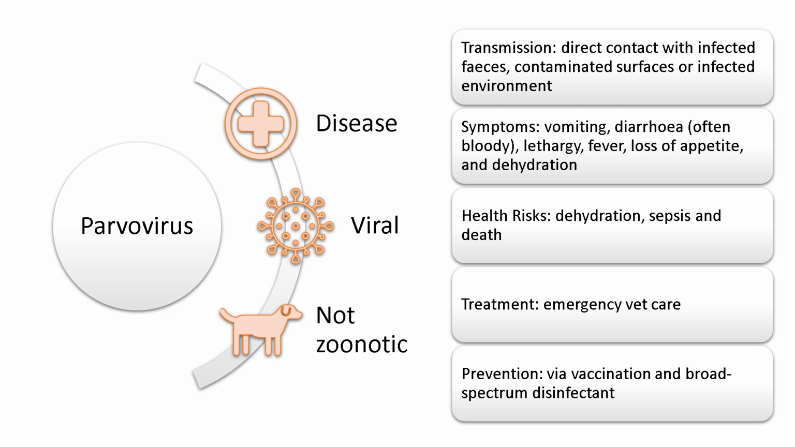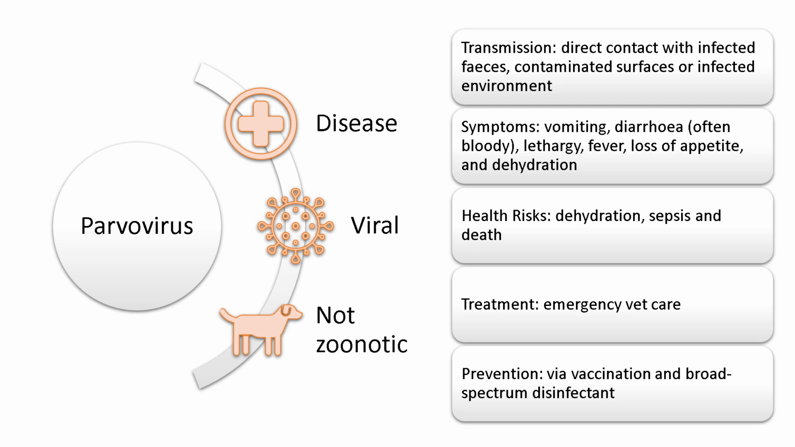Canine parvovirus is a disease that is viral in origin. The virus is highly contagious and is primarily spread through contact with infected feces, contaminated surfaces such as kennels, food bowls, and grooming equipment, or direct contact with an infected dog. The virus can survive in the environment for months, making it easily transmissible.